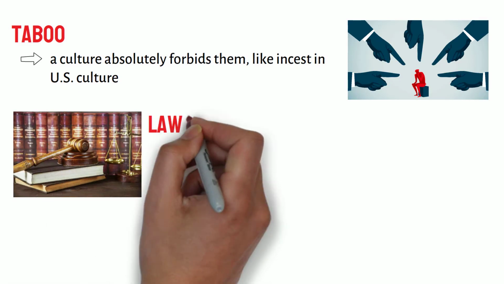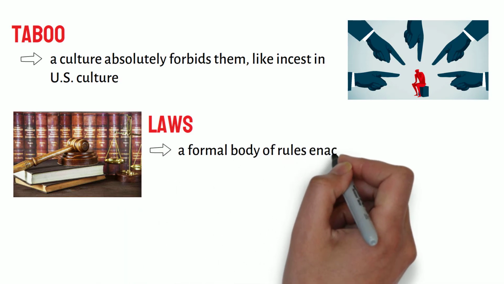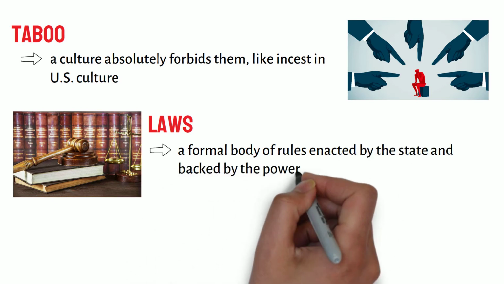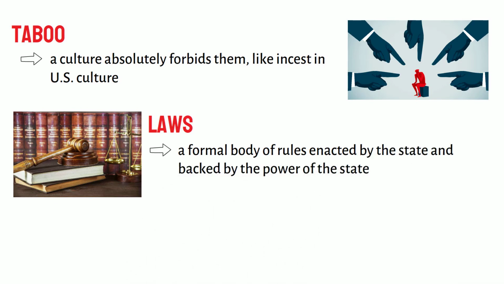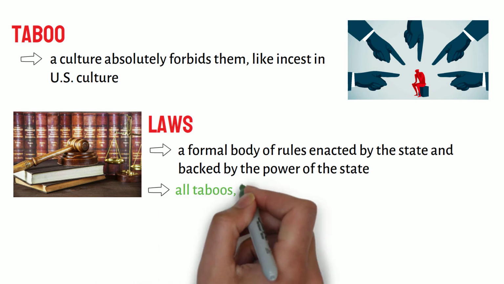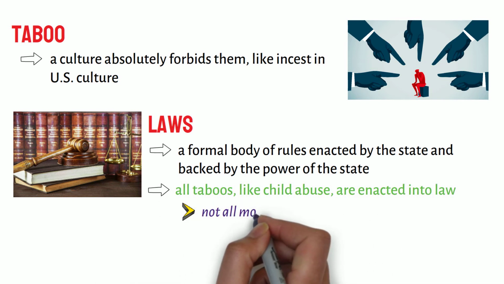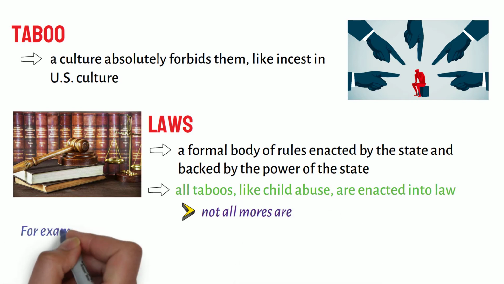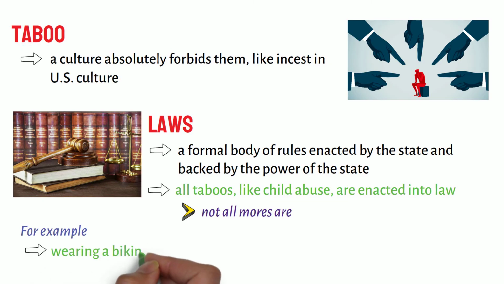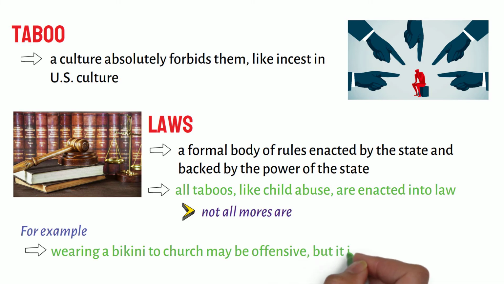Finally, laws are a formal body of rules enacted by the state and backed by the power of the state. Virtually all taboos, like child abuse, are enacted into law, although not all mores are. For example, wearing a bikini to church may be offensive, but it is not against the law.